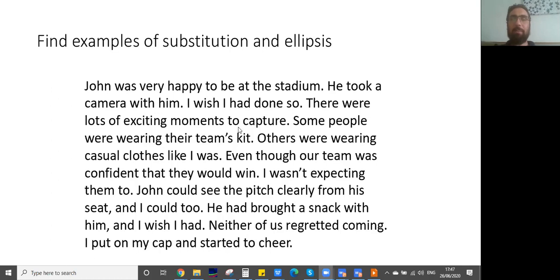There were lots of exciting moments to capture. Some people were wearing their team's kit. What's that referring to? Yep, definitely. Good stuff. The people. Okay, so this is referring to the people. Others were wearing casual clothes. Yes, thank you for noticing. Others referring to other people. So we have some people, we have other people. We're wearing casual clothes like I was, even though our team.